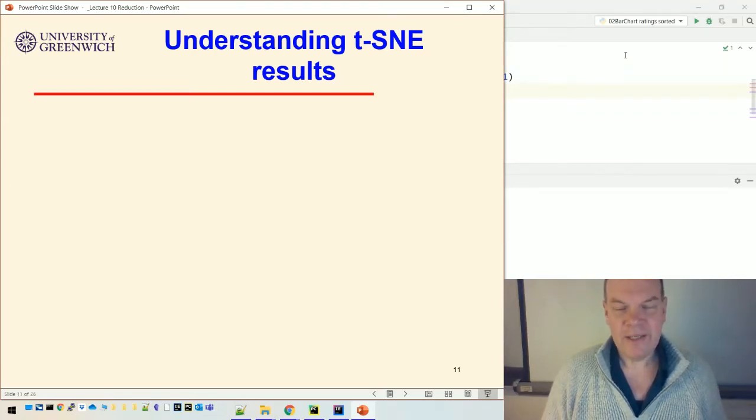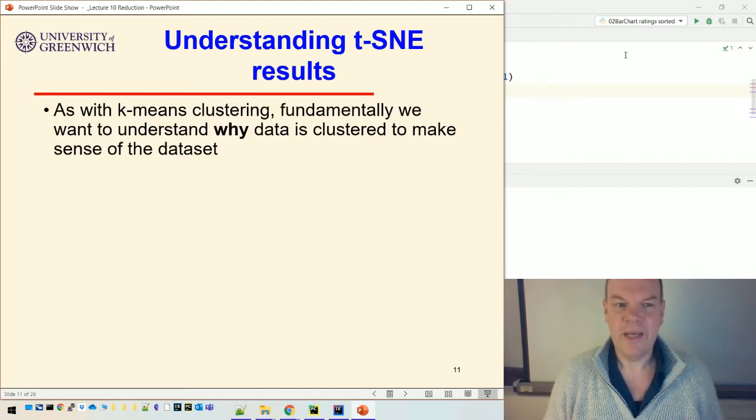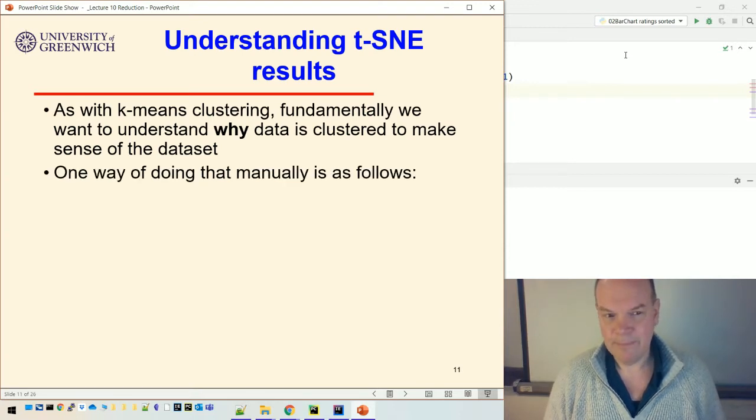Okay, so we're going to try and make sense of those tSNE results that we were getting. As we saw, it was showing 4 clusters, but what do those clusters represent? And as with the k-means, fundamentally, what we want to understand is why the data is clustered together. Why are those data points considered similar to each other by the algorithms?